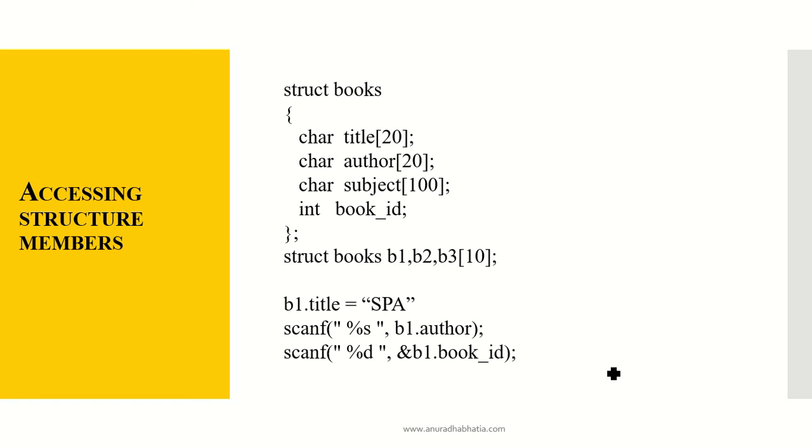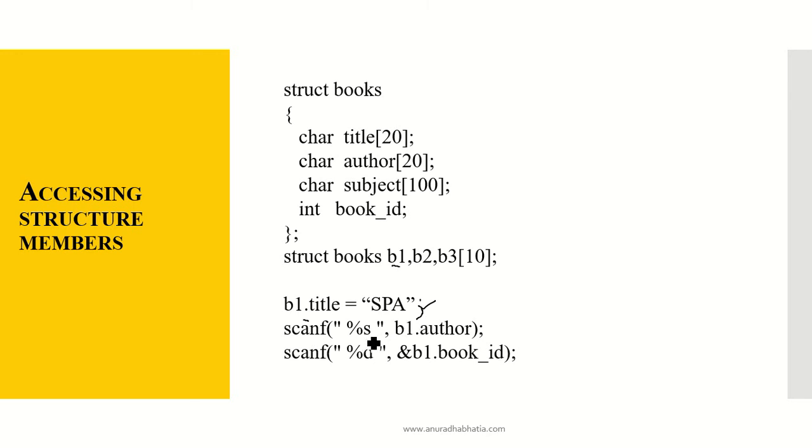Now this is how my structure will be accessed during programming. This is my structure declaration. Now when I have to access the title of my book using an assignment statement, it is very easy. This is B1, which is a structure variable. So B1.title is equal to SPA. So I am assigning the title with SPA. I'm sorry, I missed out a semicolon. There will be a semicolon over here.